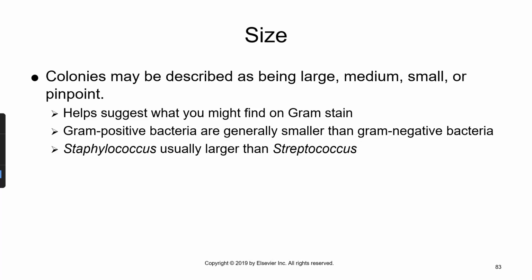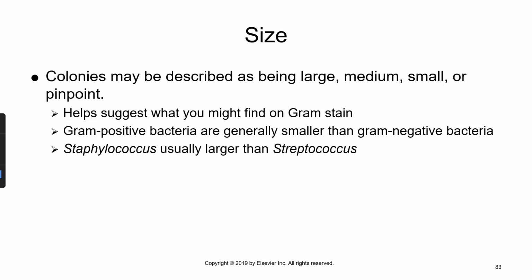Or, medium would be bigger than an eraser and up to a dime size, and large would be anything greater than a dime. So that kind of gives you an idea. Most of the time we do not find large colonies when we're culturing bacteria. Large colonies would usually be found if we're culturing some type of fungus.